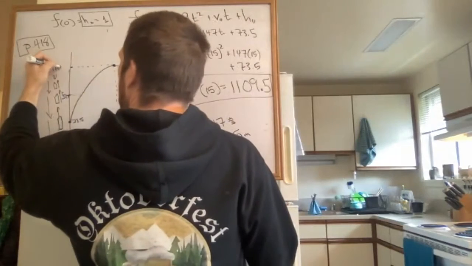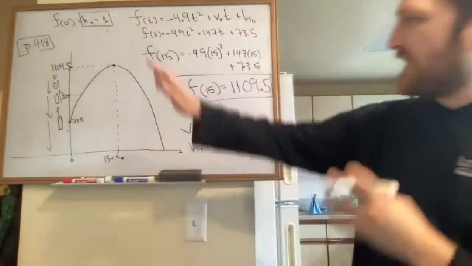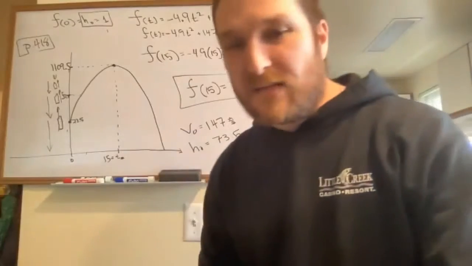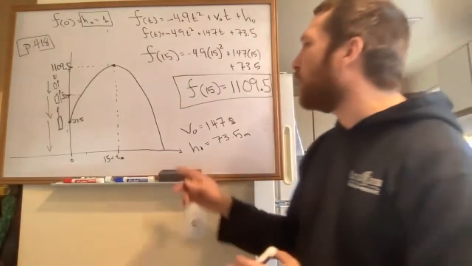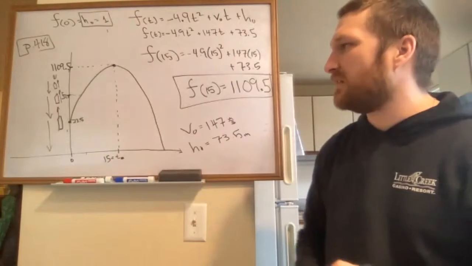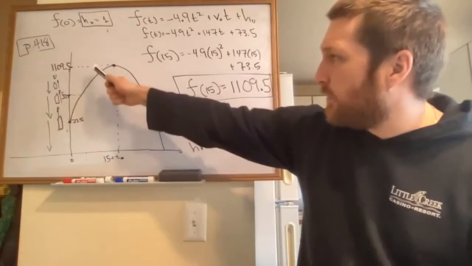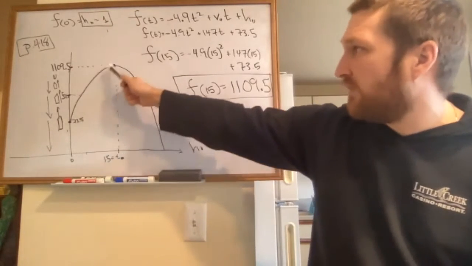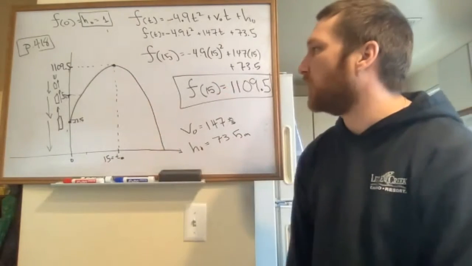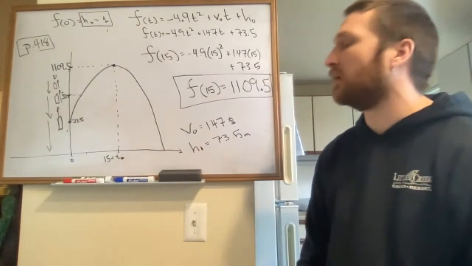And so when my input is 15, my output is 1109.5. And I could tell, the way I've set everything up, and even the way that I found 15, that has to be the vertex right there. It also makes sense too, because that number is bigger than 73.5. Okay, nice. I can figure that it should be bigger.